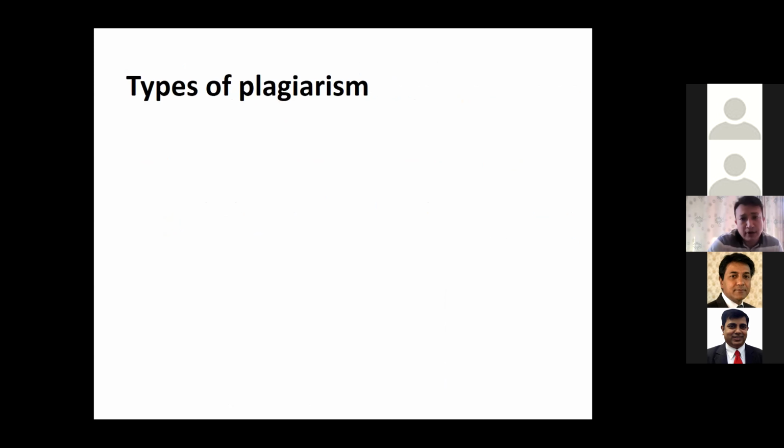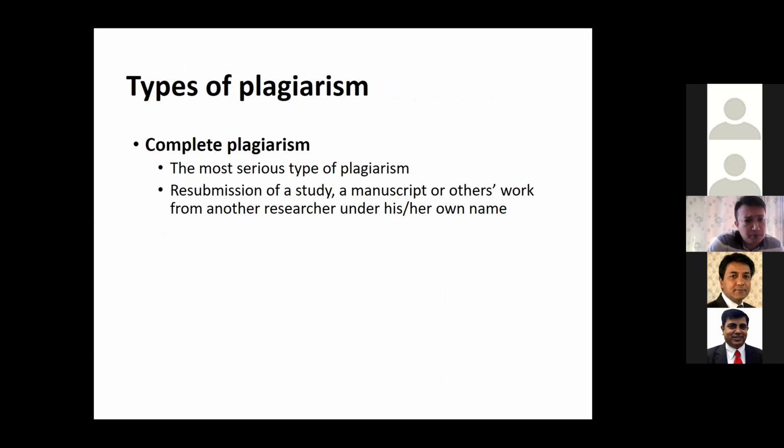There are various types of plagiarism. One is complete plagiarism. The example which I showed in the beginning is also one example of complete plagiarism, and this is the most serious type of plagiarism. It is something like this: you just change the author's name and your institution name, and everything else is the same.